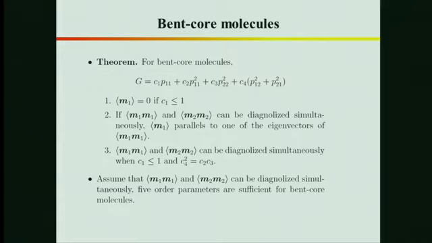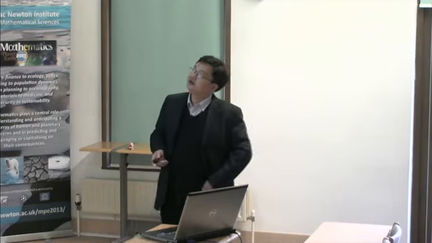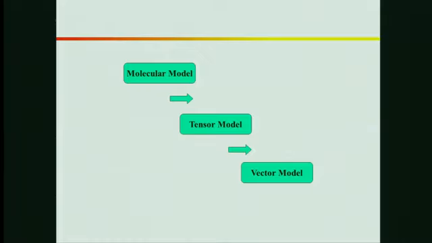Of course, Lubensky has a paper saying maybe the second order is not enough. Two-order moments are not enough. You need the third order moment. So this is another case. Before I talk about it, now I try to understand the molecular model, how to reduce to the tensor model, how to reduce to the vector model. Then we can understand the different-level models and what the relation is.